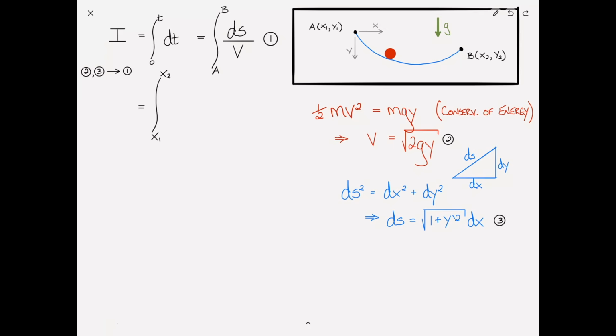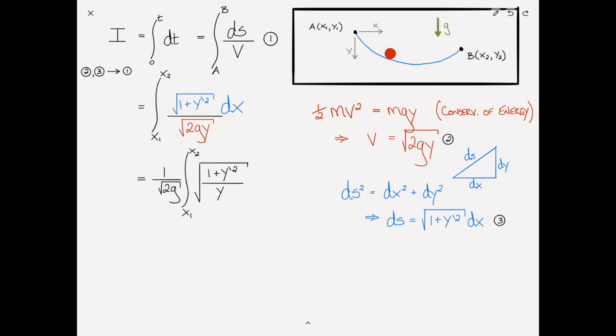So substituting yields the integral from x1 to x2 of root 1 plus y prime squared dx, that's just ds, divided by the velocity, which is root 2gy. I can simplify this by taking 1 divided by root 2g to the outside, times the integral from x1 to x2 of root 1 plus y prime squared divided by y, dx. From this we can see that the functional in this case is just this part here. So f is just root 1 plus y prime squared divided by y. Let's number these 4, 5, 6.